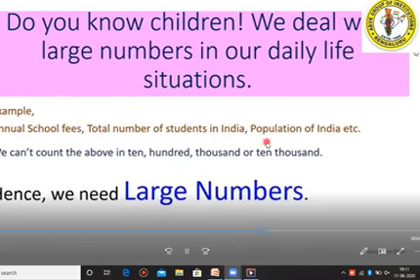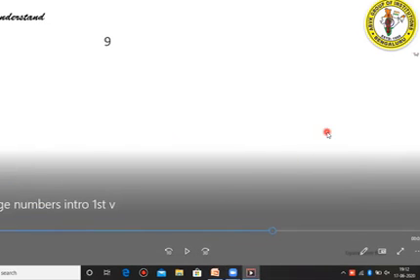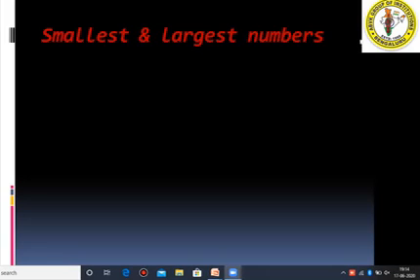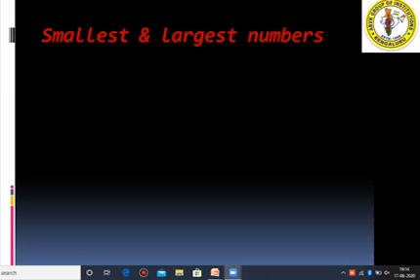For example here, what is the population of India? That will be in crores or something. So it is a large amount. Now, these are the numbers we are going to learn about in this chapter. See again here, we have smallest and largest numbers.